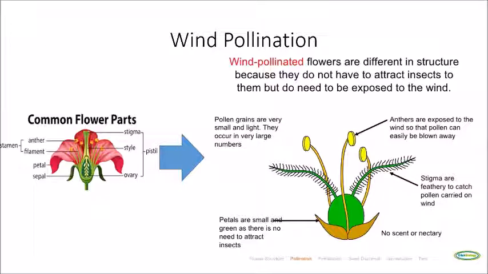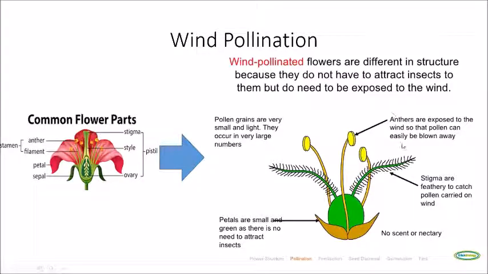The next modification found on wind pollinating plants is that the anther, or the stamen, has a certain structure. It's going to be very large and long. The filament is very long so that it can hold up the anther so that it'll be exposed to the wind as it passes by. So the anthers are exposed to make it easier for wind to blow pollen grains off of the flower.